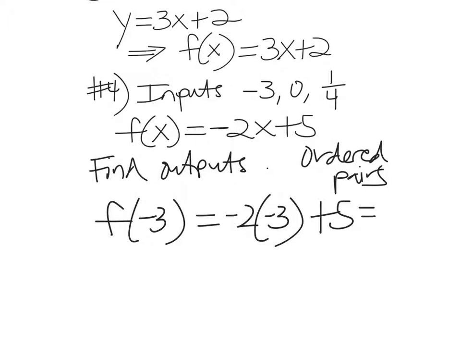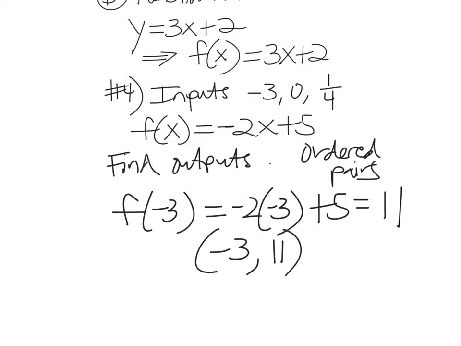And what spits out of this machine? 11. Okay? Negative 3 goes into this function. It's like plugging in x and finding out what y is. That's what you're doing. And then we're going to write this as a point. Negative 3 is the input, which is x, and 11 is the output. And that's your point. Let's try 0 now.